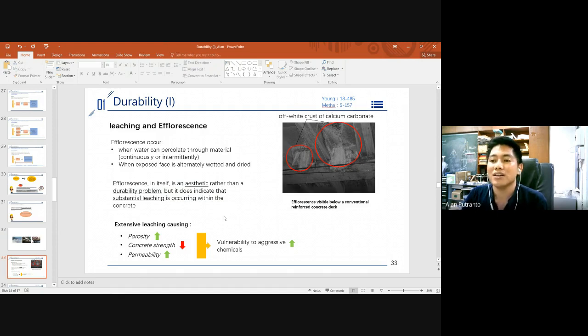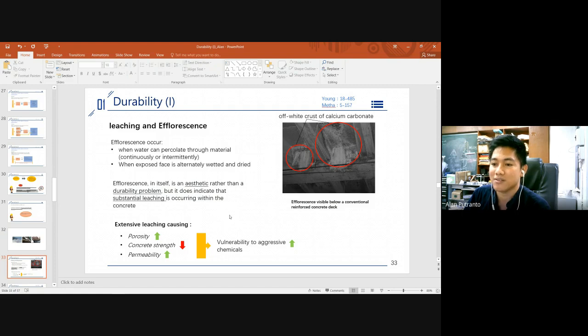And then efflorescence itself is actually not a durability problem, but an aesthetic problem. Not physical, just about whether it looks good or not. But actually, efflorescence may indicate that substantial leaching is occurring within our concrete. So efflorescence is not about durability, it's about aesthetics, and it can also indicate that something is happening in our concrete. Okay, what is the cause of this?